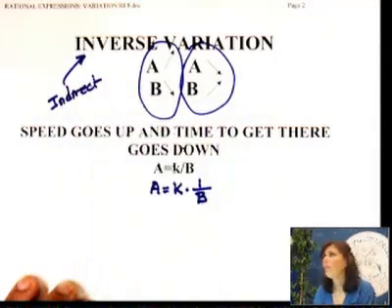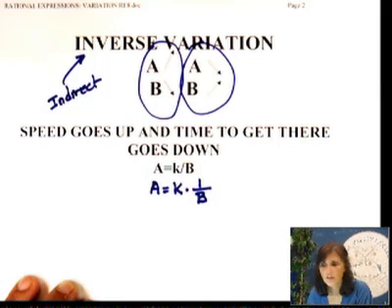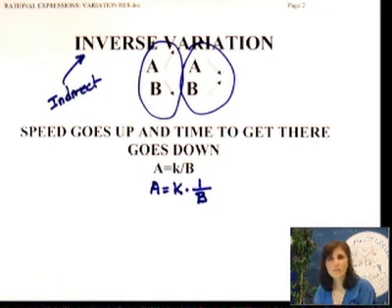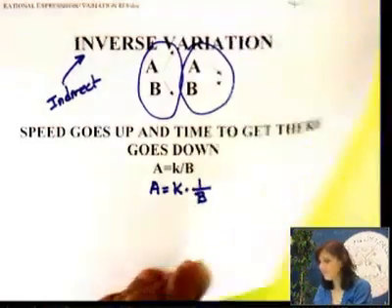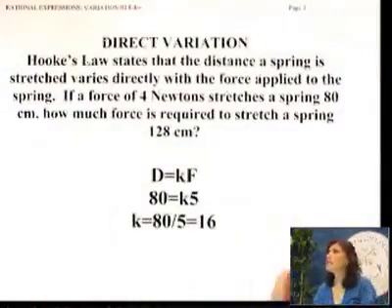You'll see both ways. Sometimes instead of variation, they use proportional, inversely proportional. There is a relationship of inverse variation. There's a relationship of inverse proportionality. You'll hear all these words, but they all mean the same thing. So when you have inverse variation, A equals K times 1 over B. Okay, let's do an example.